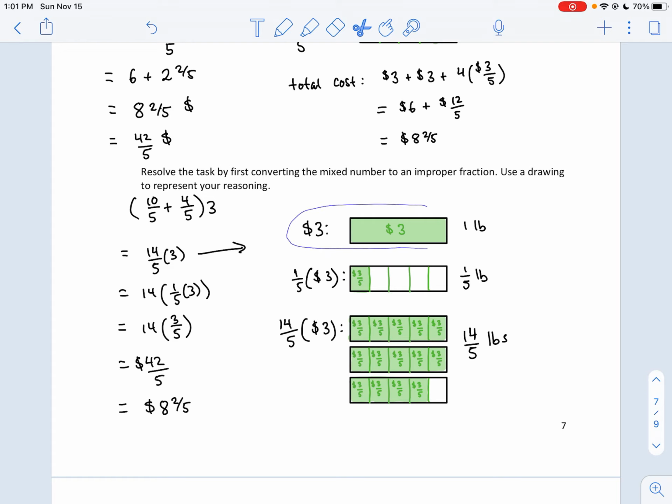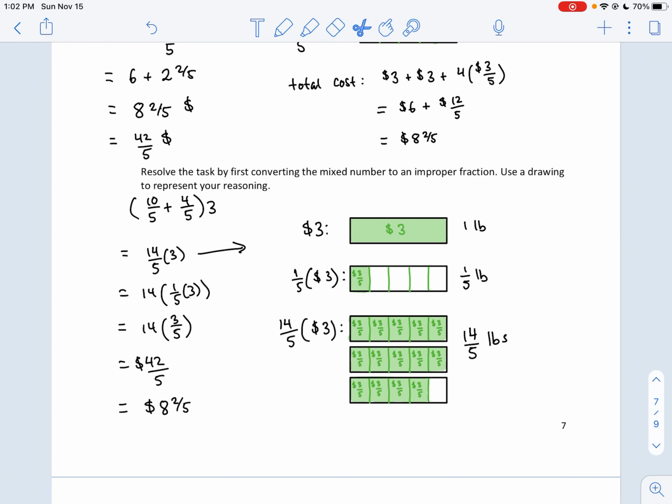I start with the 3, which corresponds to 1 pound. So here's our $3. I'm going to do 1/5 of that to correspond to 1/5 of a pound. So I first contract $3 down to 3/5 dollars. But then I need to do 14 copies of what I have highlighted right now. And when you do 14 copies of that, you wind up seeing that you get 2 full pounds and then 4/5 of a pound reconstituted.